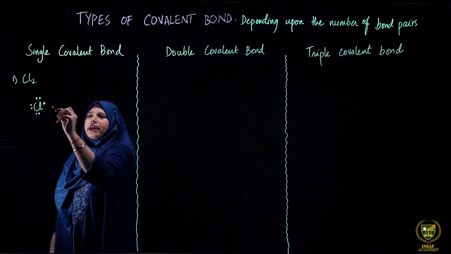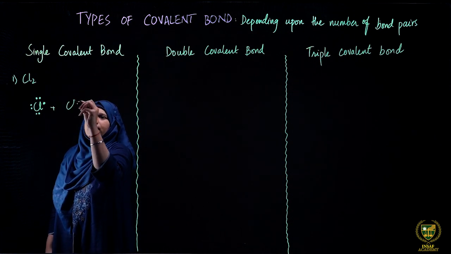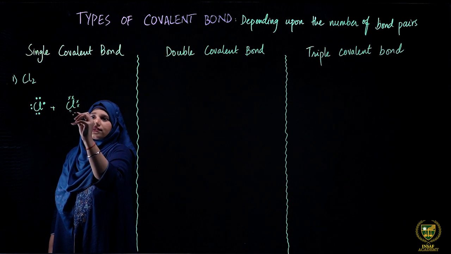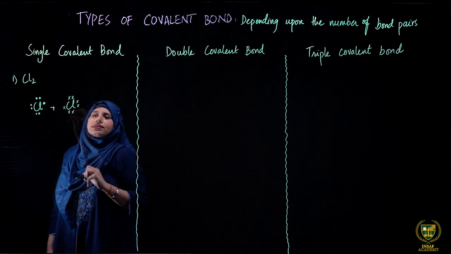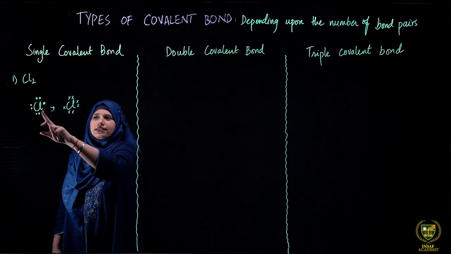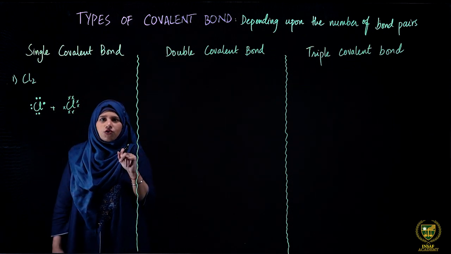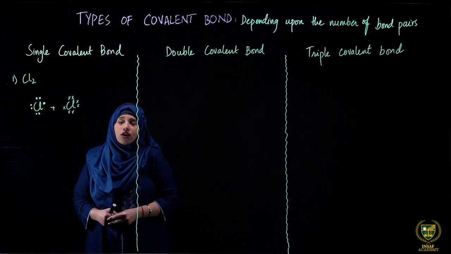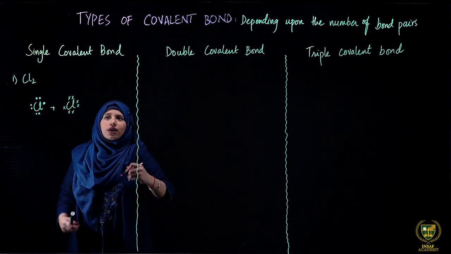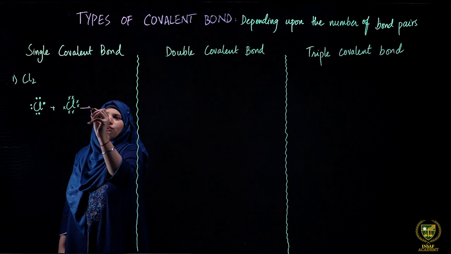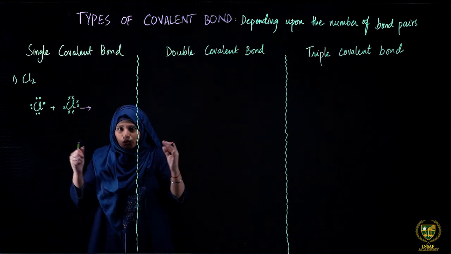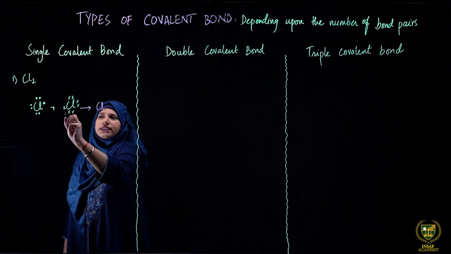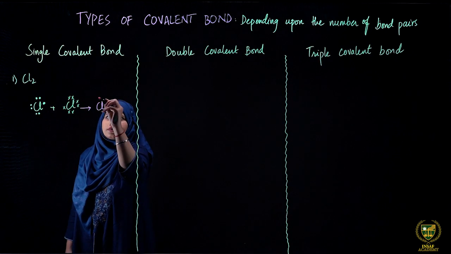And if I draw another chlorine, of course I need to represent it with the help of crosses, and there are 7 of them. As you can see, this chlorine has 7 electrons in the outermost shell, and this chlorine also has 7 electrons in its outermost shell. So what will happen? These two chlorine atoms are going to come closer and share 1 electron.